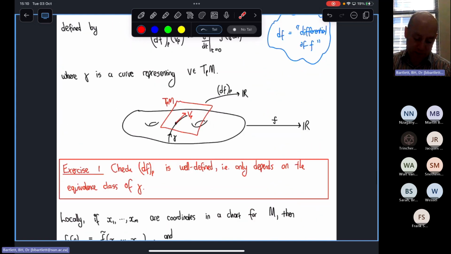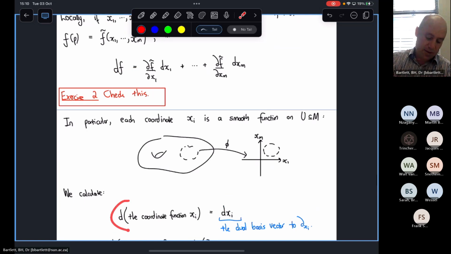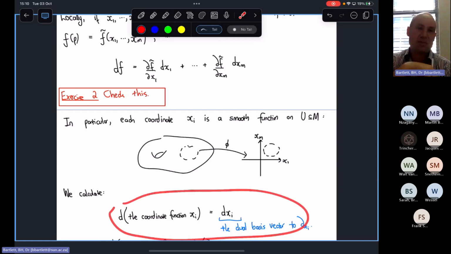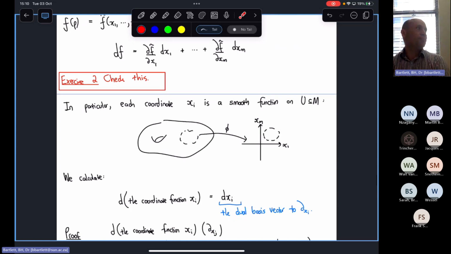It's now defined as the derivative or the differential of the coordinate function. The claim is that these two things are compatible, that the derivative of the coordinate function is actually the dual basis vector, the coordinate basis for the tangent space. So let's do that as a little calculation.